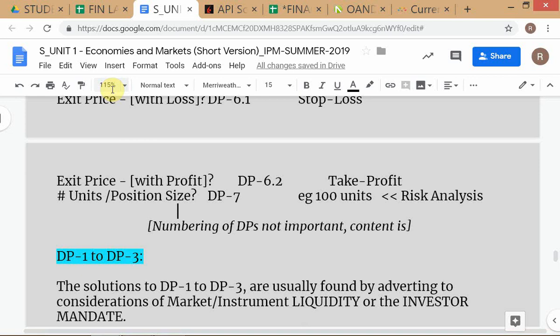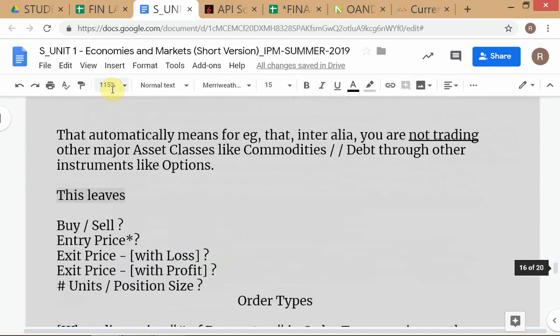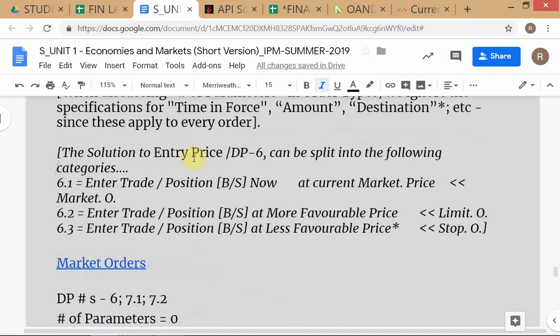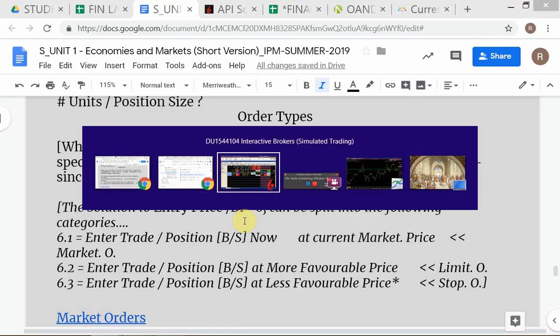Sir, my question is that if the price does not reach the first limit and reaches directly to the second limit, that is 5,700, so the shares will be sold.